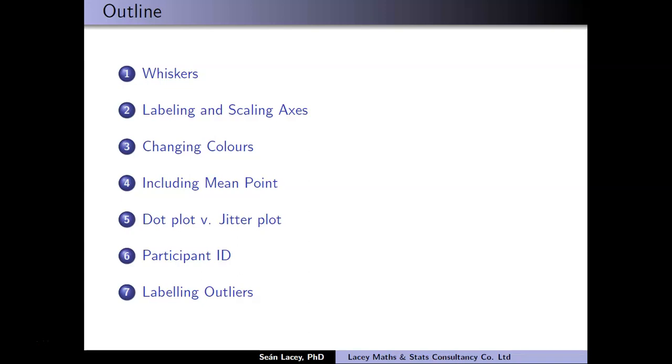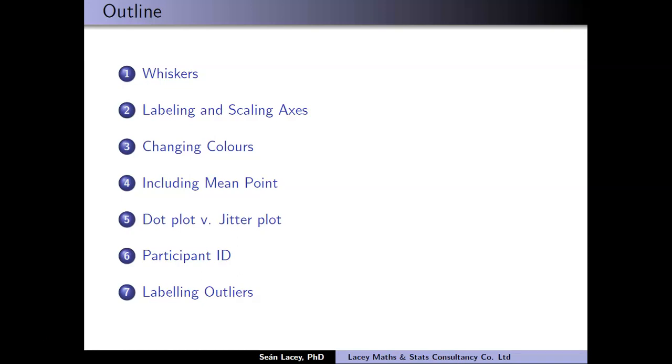So the first would be when you produce a box plot using ggplot, it doesn't by default give you the whiskers. So traditionally a box plot would be called a box and whisker plot. So I'm just going to show you some script that will actually produce the whiskers for you if that's something that you're interested in. Like most of my videos, I'd be a big advocate of when graphs are produced that they should be labeled and scaled correctly. So I'm just going to show you the script that will help with that for the box plot.